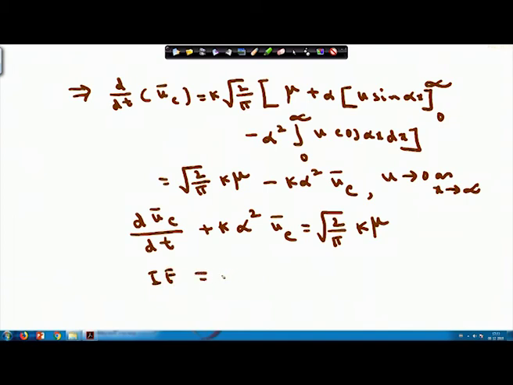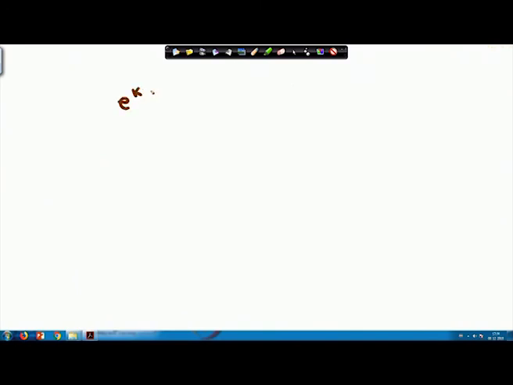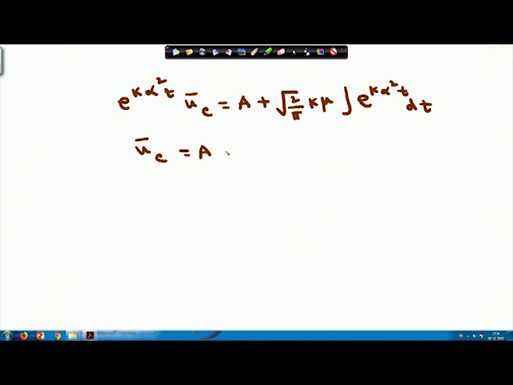The integrating factor for this is the integral of k alpha square dt, so the integrating factor will be e power k alpha square t. The solution of this ordinary differential equation you can write as e power k alpha square t into u bar c equals some constant of integration a plus root over 2 by pi k mu into the integral of e power k alpha square t dt. If I simplify it, I will obtain u bar c equals a e power minus k alpha square t plus root over 2 by pi into mu by alpha square. So, I am getting this from here.